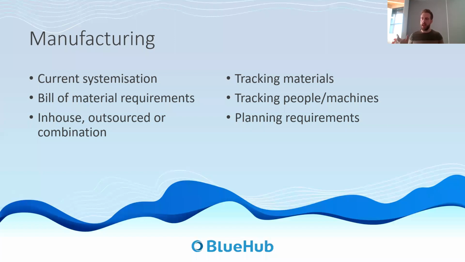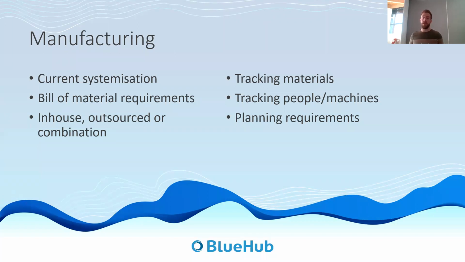So what we're going to look at here again, current systemization. What are you doing within your current apps? What are you covering on spreadsheets? A lot of smaller manufacturers are heavily dependent on spreadsheets. What are their bill of materials requirements? And remember, that's not just a case of bill of materials, yes or no. It's, do we need sub-assemblies within that? Do we need work in progress, right? Some of our knock-on questions.